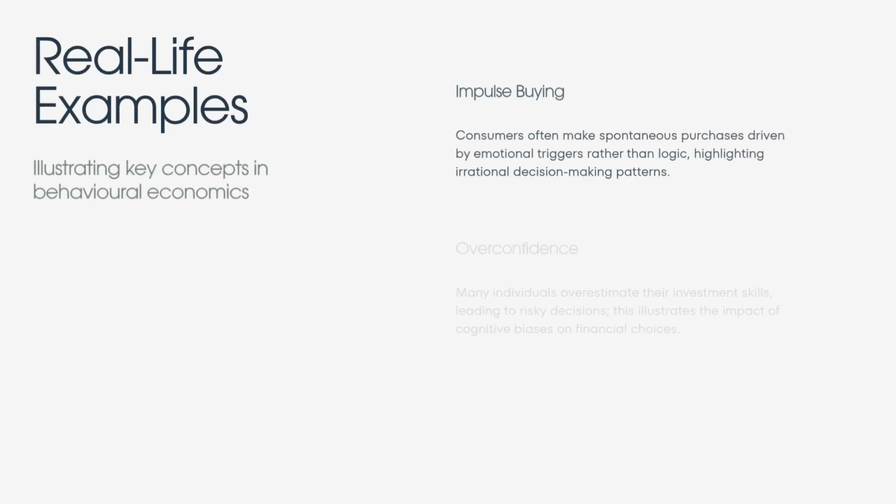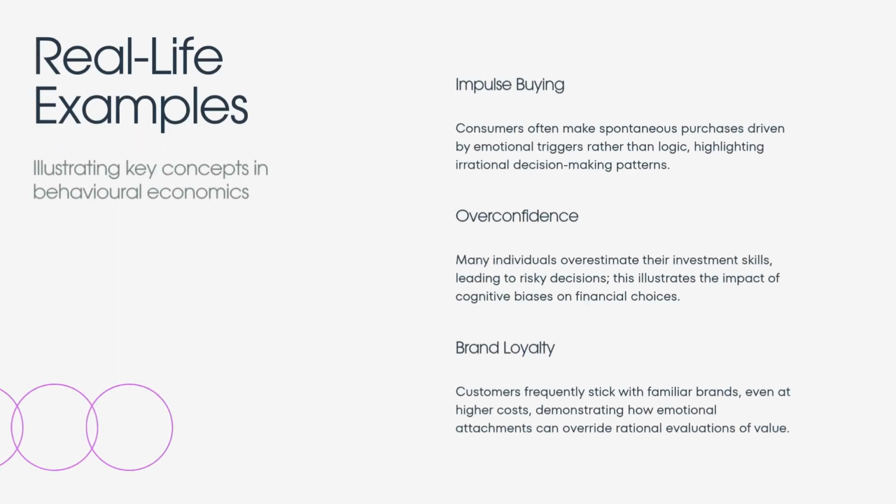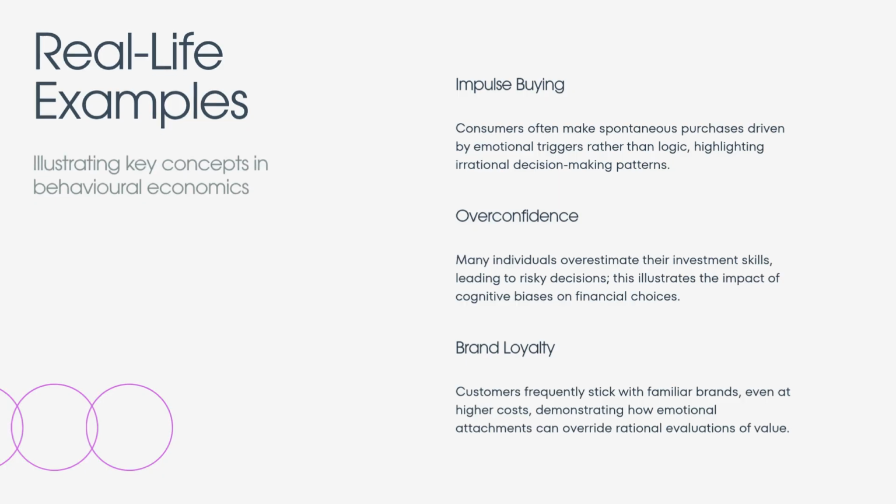So, how does this show up in real life? Impulse buying is a classic example, like grabbing chocolate at checkout. This happens because of heuristics and emotional decision making. Overconfidence can be seen in investing, where individuals believe they can beat the market even when evidence suggests otherwise. And brand loyalty: consumers repeatedly buying brands like Apple and Nike even when there are cheaper alternatives available, often due to familiarity or perceived quality. These behaviors show how psychological factors influence decision making every single day.